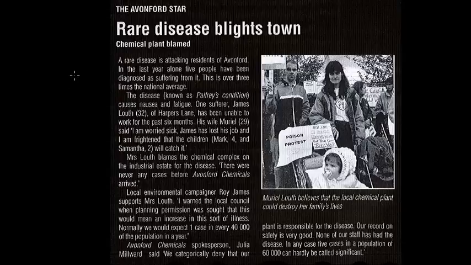Now this video is just to add into the Poisson approximation for the binomial. So there's the Avonford Star, there's a nice little article. Pause the video to read it now because I'm just going to carry on regardless. Basically there's 60,000 people and there's been 5 cases of someone having got this disease.